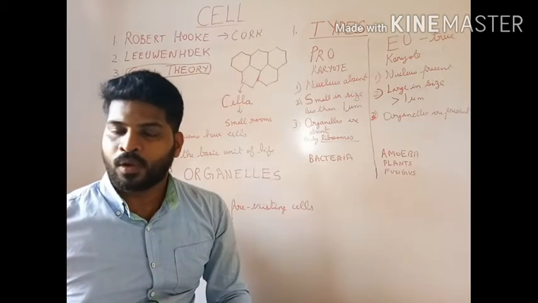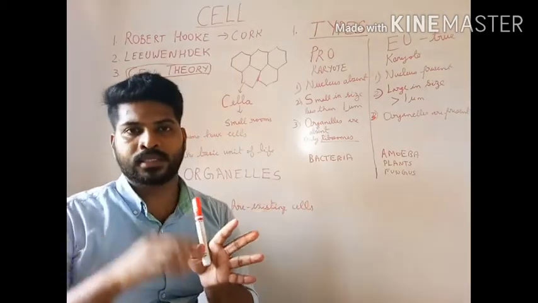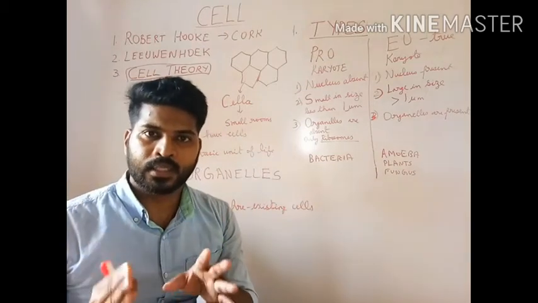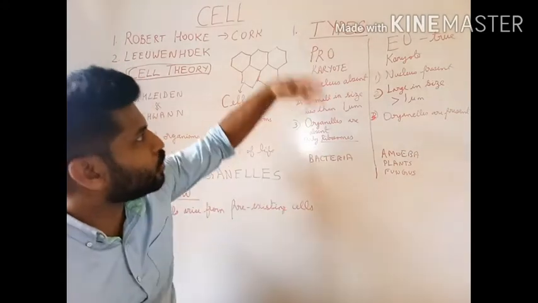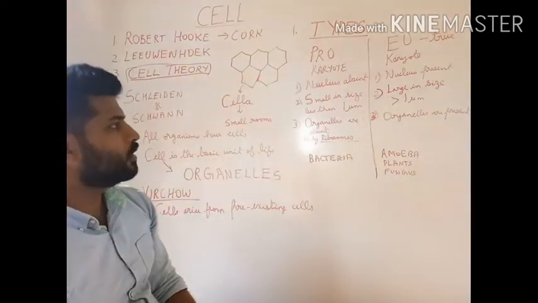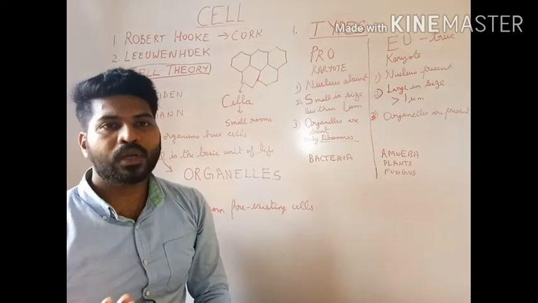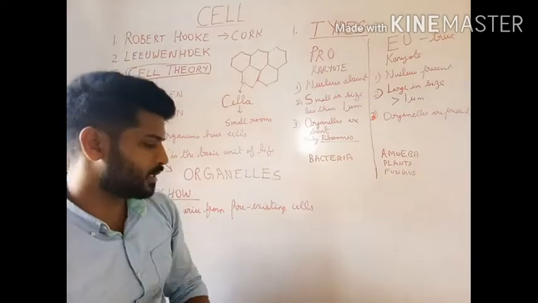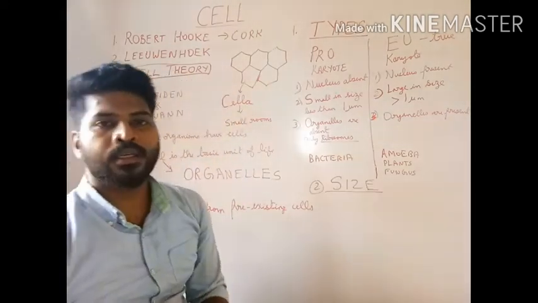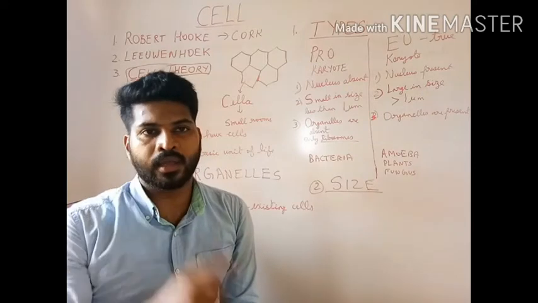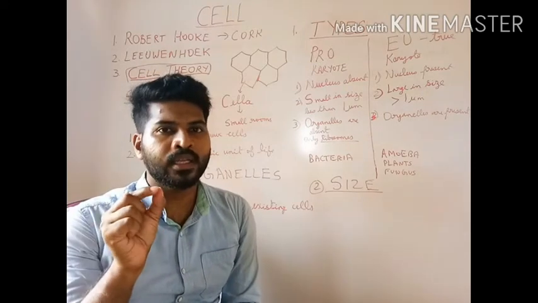If you look at all the living beings that are known to us, we can classify them either into prokaryotes or into eukaryotes. Let us talk a little more about the shape and size of the cells. The cells are not visible to the naked eye. That means they are very, very small.